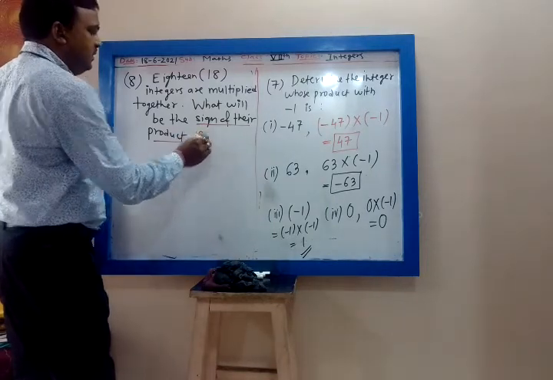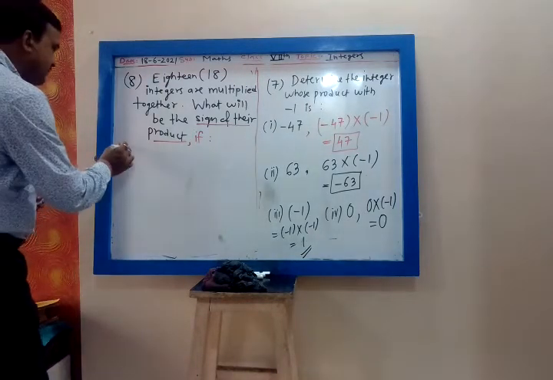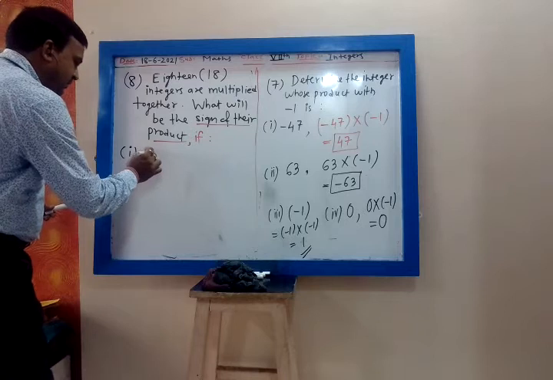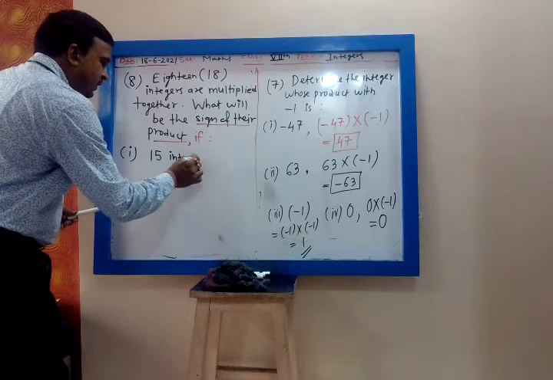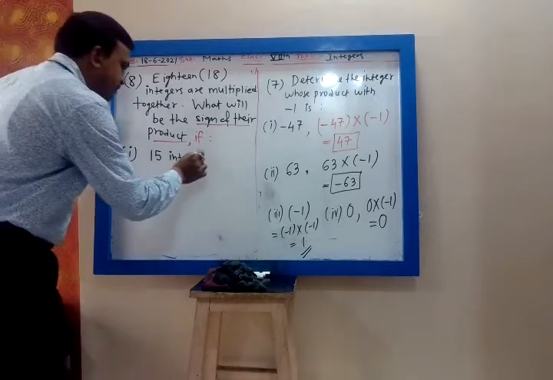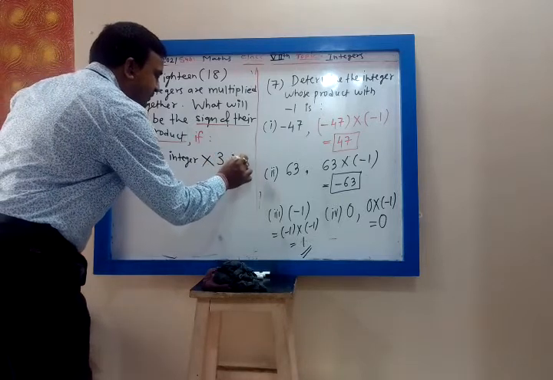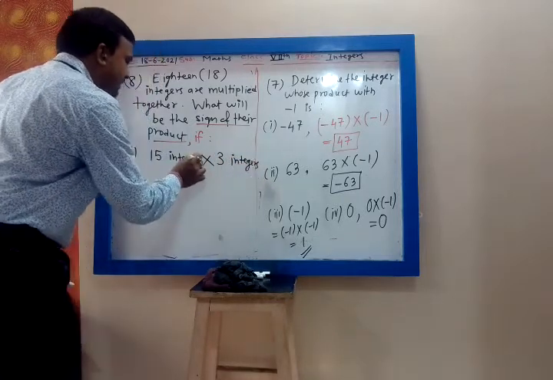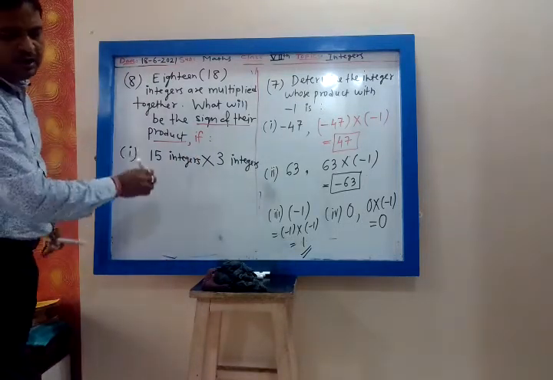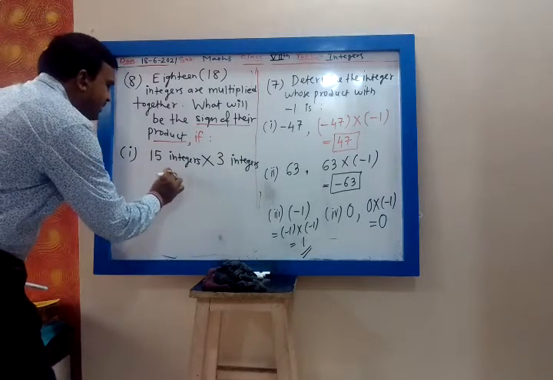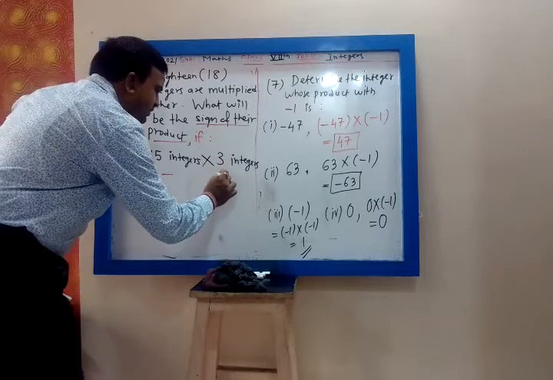In the first condition, 15 integers are negative and 3 integers are positive. So 15 integers and 3 integers are multiplied together. 15 of them have a negative sign, and the 3 integers have a positive sign.